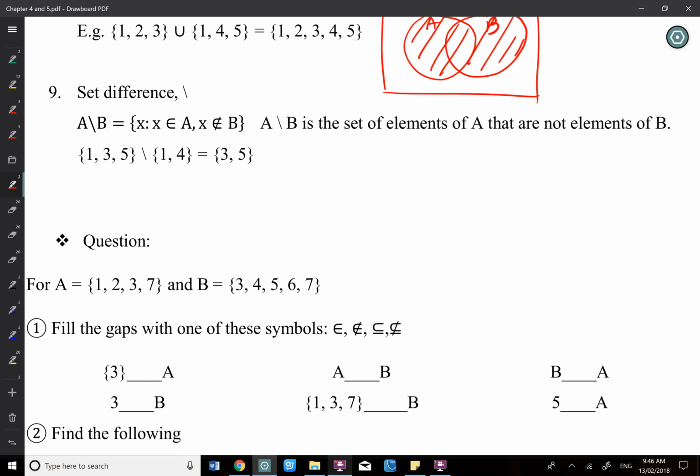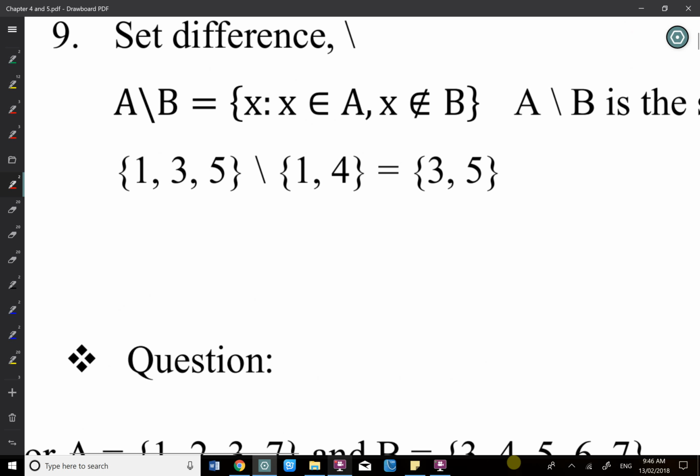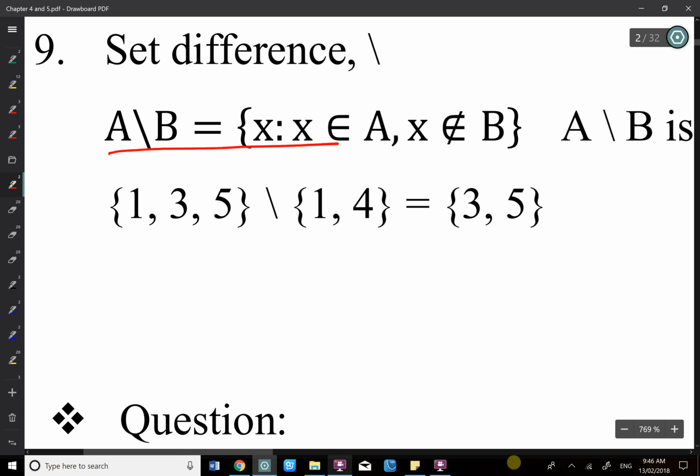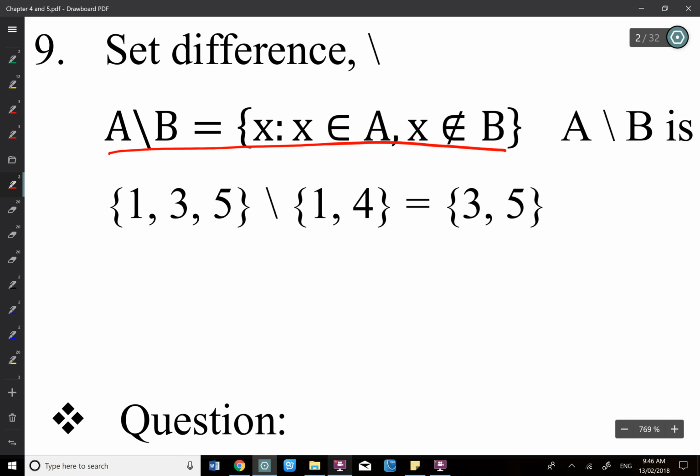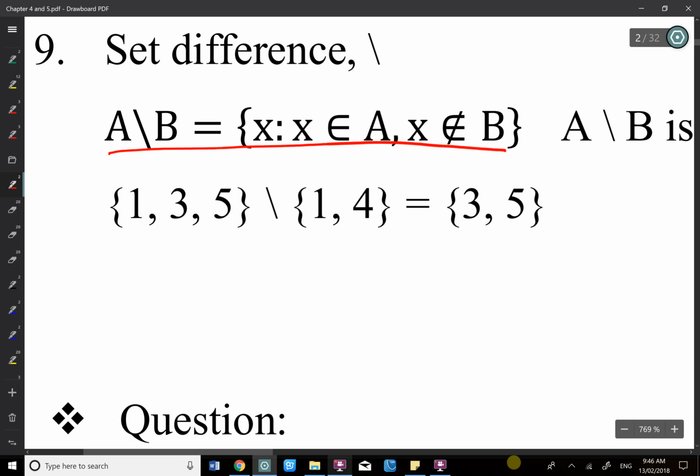Set difference. Set difference. This one I think is a new thing to you. So what is set difference? Let's have a look at this explanation here. A set difference B, like A slash B, is a collection of X such that X is in A, but X is not in B. Okay, can you read the set notation that way?